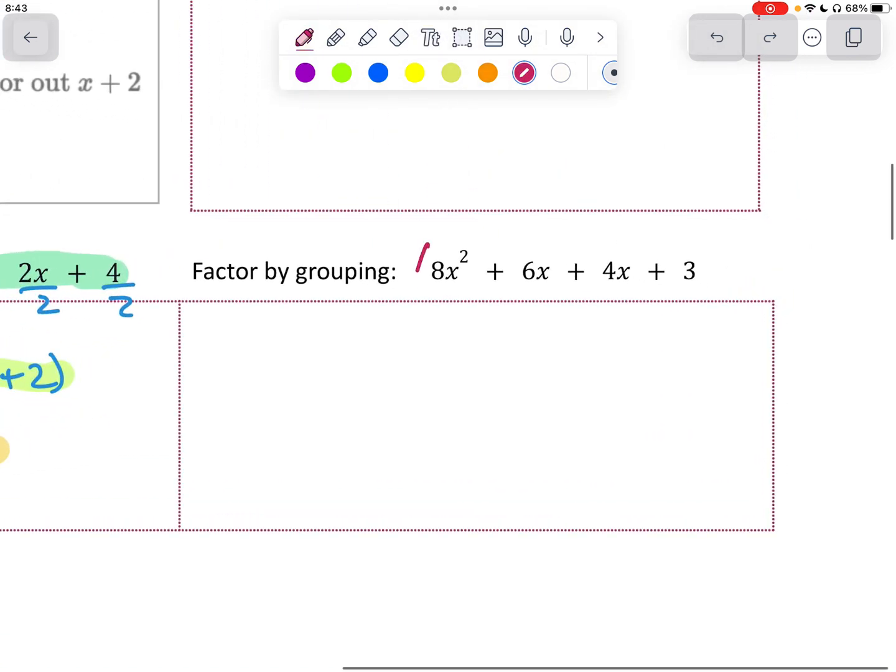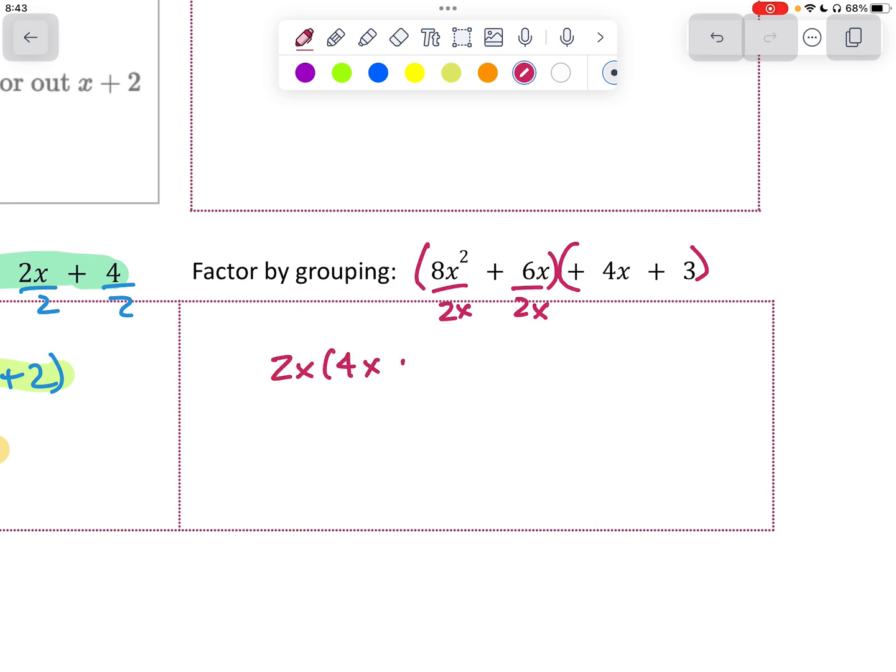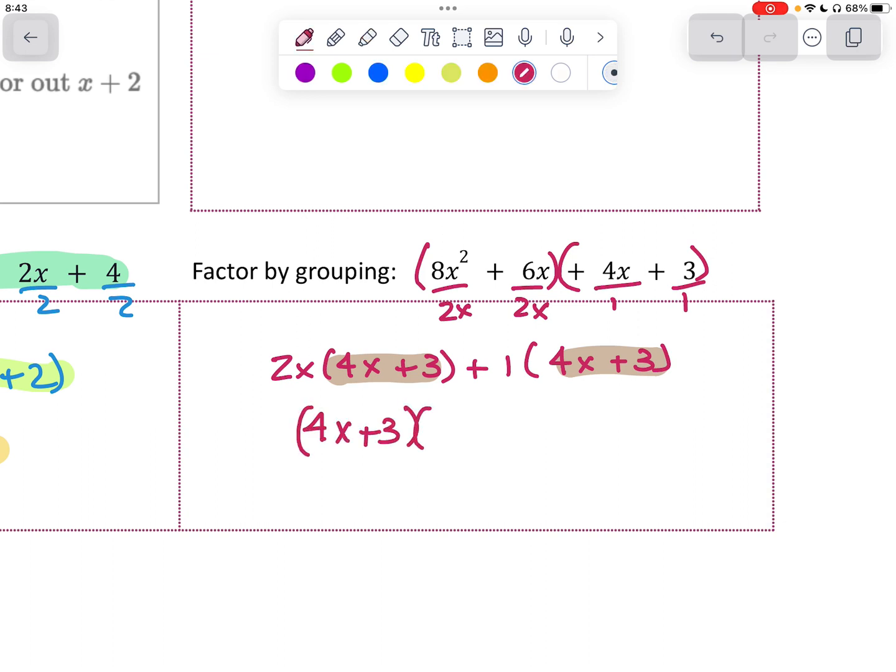I'm going to group these two together, group these two together. From the first two, I'm going to factor out a 2x. That leaves me with 2x times 4x plus 3. And then the second two terms don't have anything in common, but you can always factor out a 1. And then we have the two matching factors, 4x plus 3. So we write down the matching factor, and then the leftover piece, 2x plus 1 as our second factor.